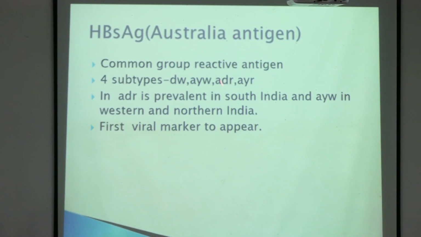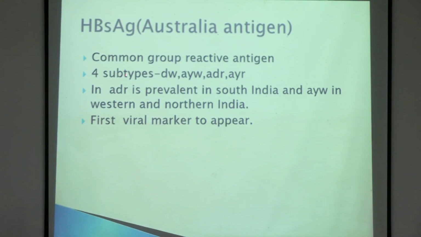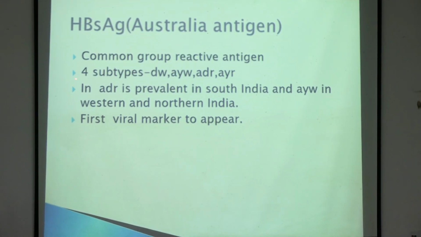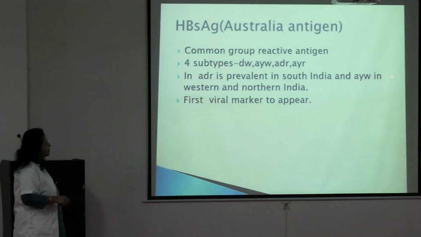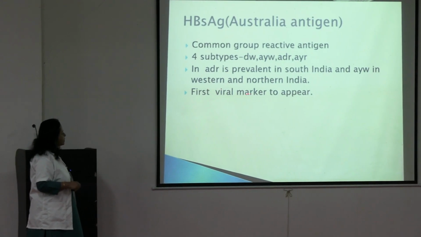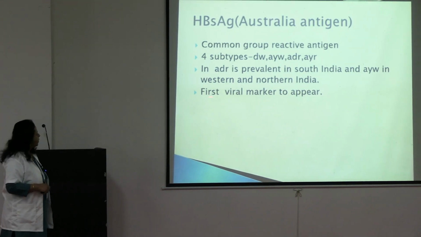Now about this Australia antigen. This antigen is a common group reactive antigen, with 4 subtypes. It also has some subtypes. They ask about these subtypes also. ADW, AYW, ADR, AYR. ADR is prevalent in South India and AYW in Western and Northern India.